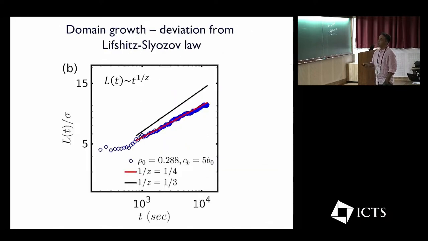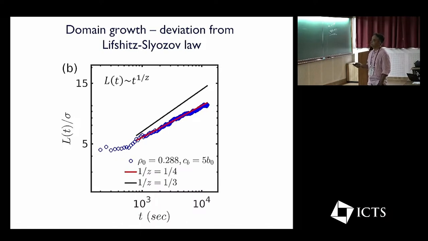correlations. And if you look at the length scale, how it grows, you see that there is a strong deviation from the Lifshitz-Slyozov law that we saw in equilibrium systems. So once again, in most equilibrium systems with conserved order parameter, you see that 1 over z is one third. But in this case, we find some unconventional exponent, which is 1/4. And this behavior is robust.